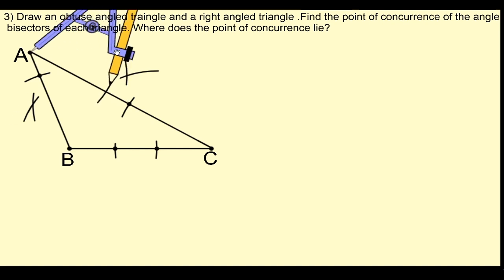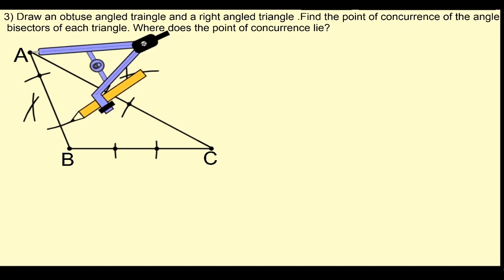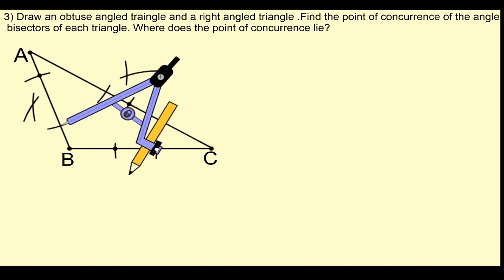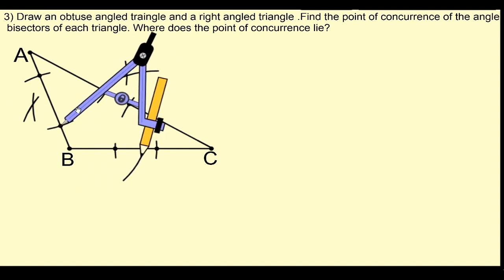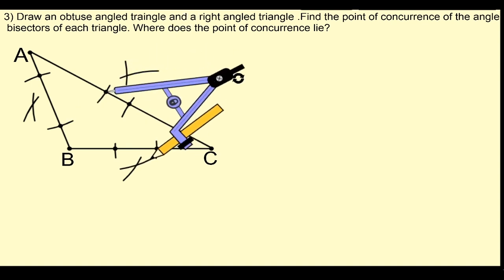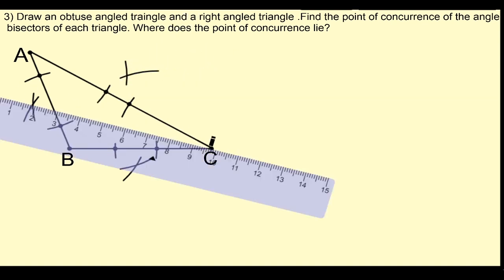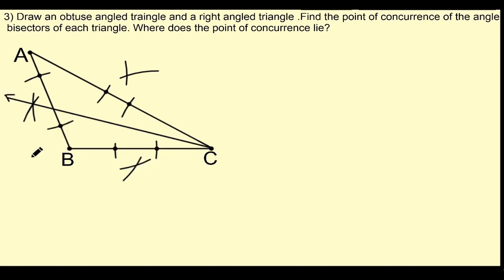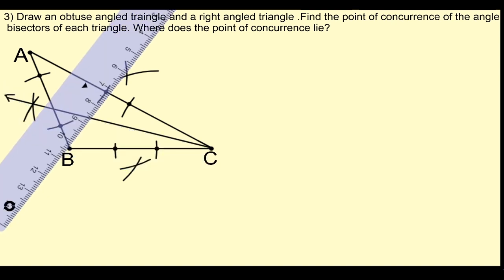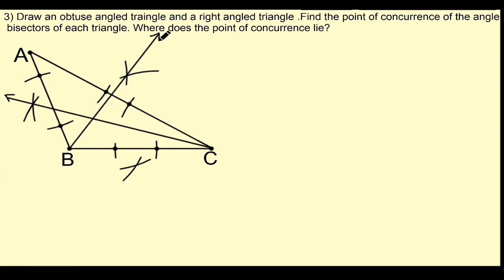Similarly, place the steel head of the compass on point A and draw arc on the sides of the triangle. Place the compass on the arc and draw another arc. Draw lines to make angle bisector. Draw arrows at the end of the line. Name the point of concurrence as point O.